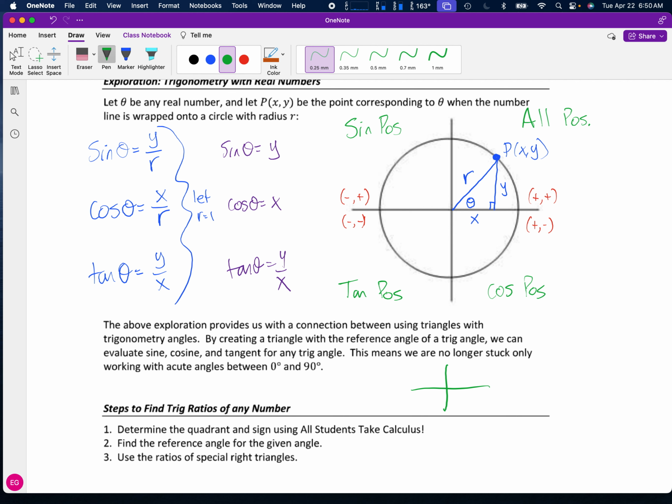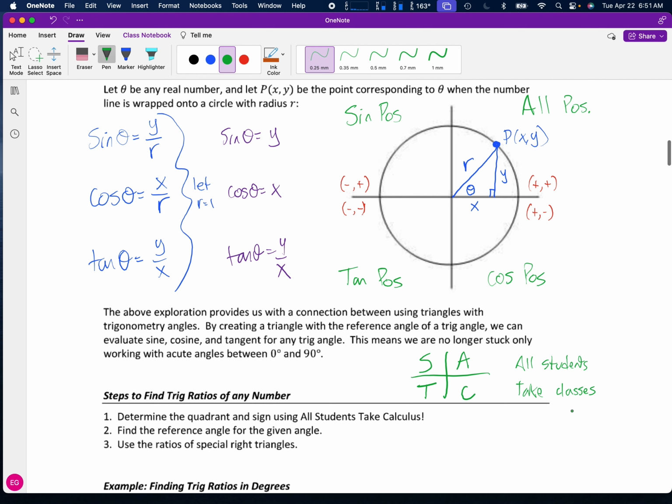And then we're going to take this stuff that we just figured out about where they're positive, and we're going to make a little acronym. I never remember if acronym's the right name, but it's this little thing. We're going to say all students take calculus, or all students take classes, if you want to do it that way. So that's our little way of remembering this. So all students take, and then calculus is what we normally use in math, but some people like to use classes because it makes more sense. Students always take classes. They don't always take calculus. So all students take classes, and that says all of them are positive. Students, S, sine is positive. T, take, tangent's positive. C, classes or calculus, cosine's positive.